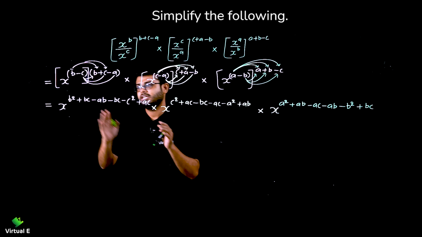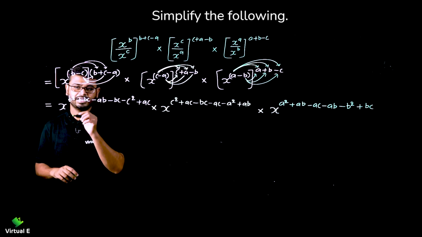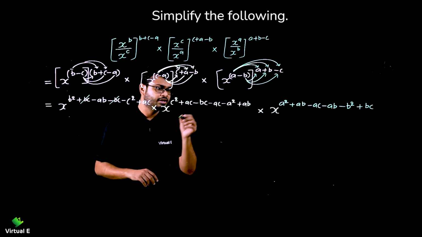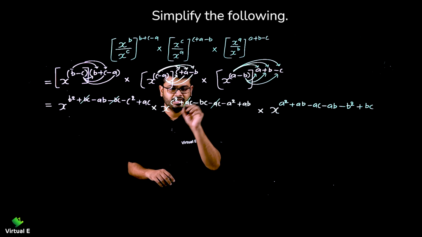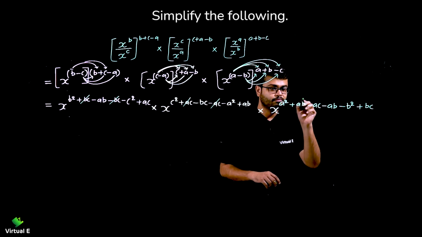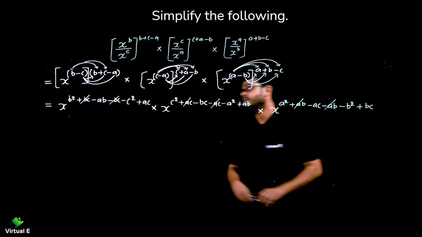Now let's see into the power, can we do any cancellation or not? See, we can do over here plus BC and minus BC. Good. Here let's see minus AC and plus AC, and in this case I believe we can do plus AB and minus AB. So let's write what is left over here.